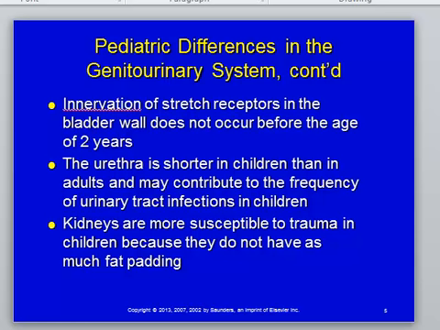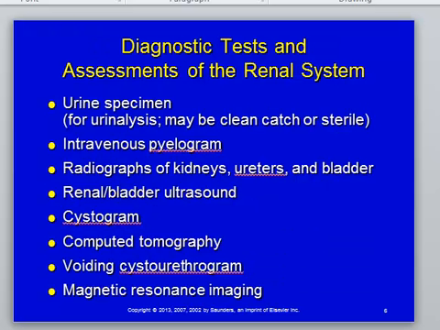The urethra is shorter in children than in adults and may contribute to the frequency of UTIs that you especially see in children. Kidneys are more susceptible to trauma in children because they do not have as much padding as you and I do, as we all know. Well, especially me. I don't know about you, but especially me.